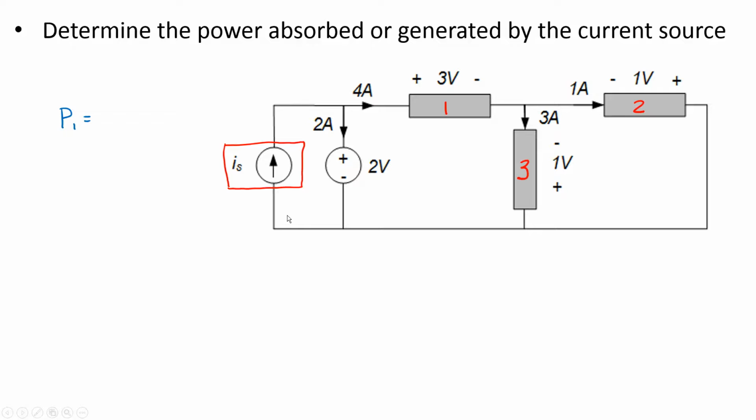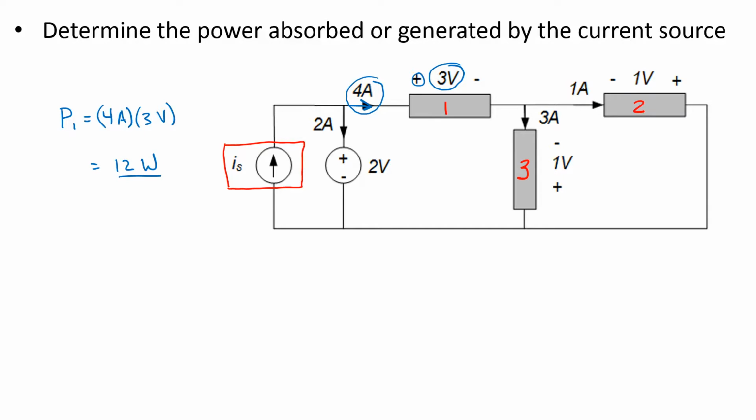That's just the product of voltage and current for element 1. The current is 4 amps, the voltage is 3 volts, and this current is entering the positive voltage terminal. So the defined directions agree with the passive sign convention. Now you don't have to change the signs on the voltages or the currents. So this is 4 amps times 3 volts, and P1 is 12 watts.